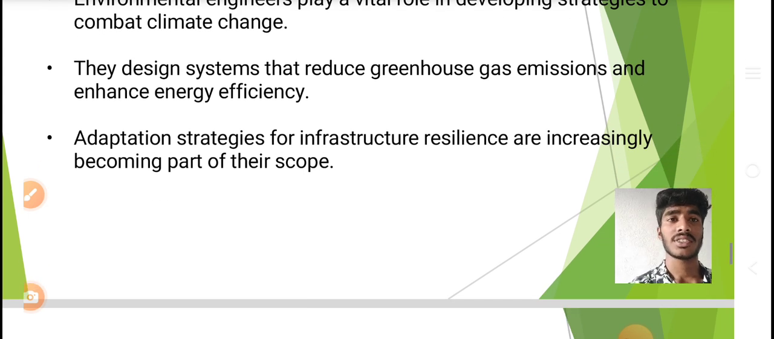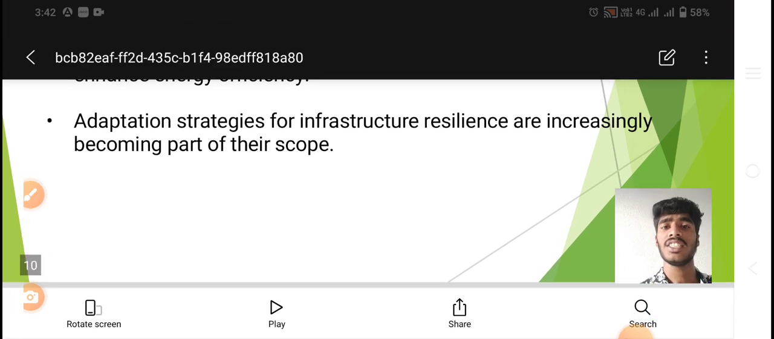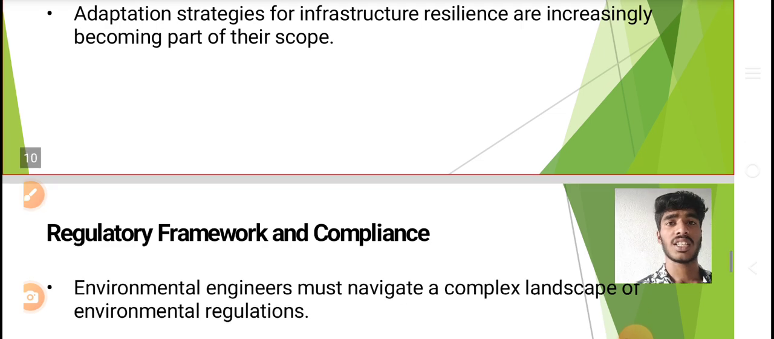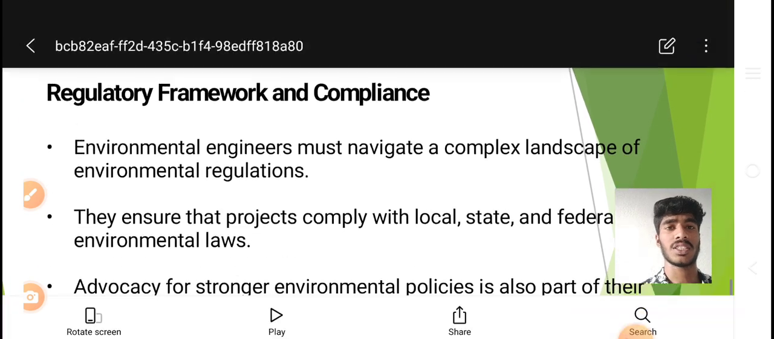They design systems that reduce greenhouse gases. According to how the environmental engineer builds in this manner, sustainable development is achieved and greenhouse gases are reduced. The whole thing is based on reducing emissions and engineering efforts. Regulation becomes part of the regulatory framework and compliance.